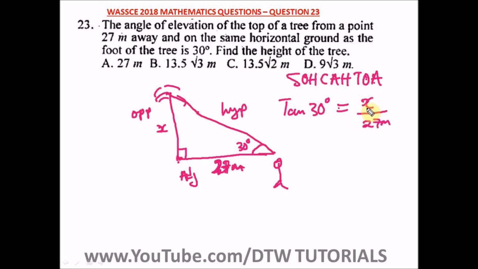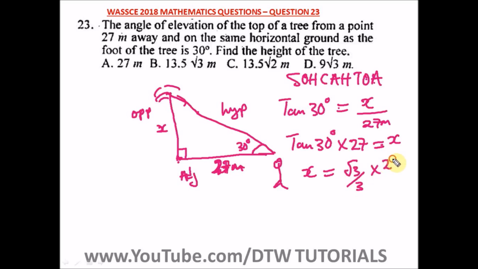So making X subject of formula, we just cross multiply. Okay, so we have tan 30 degrees times 27 equal to X. Okay, so this is X. What is tan 30? Tan 30 is root 3 over 3, times 27.